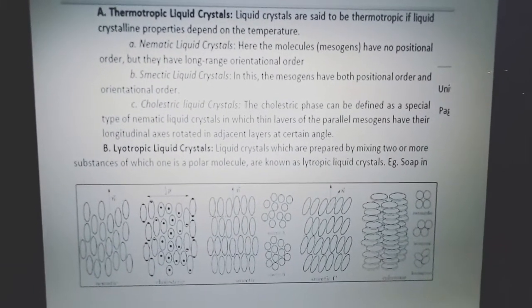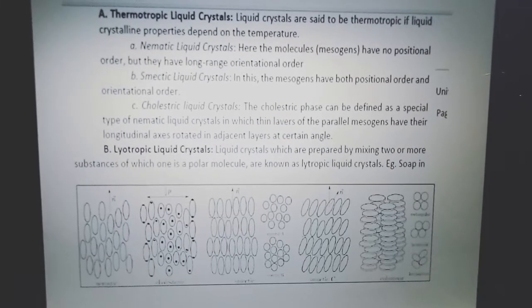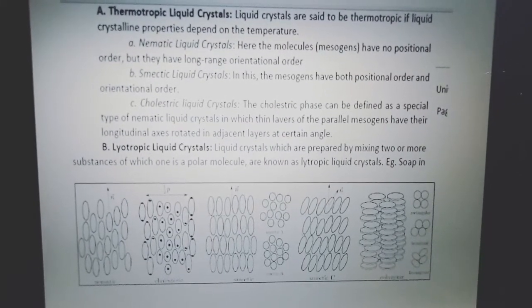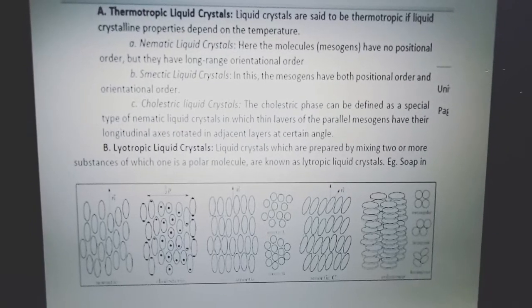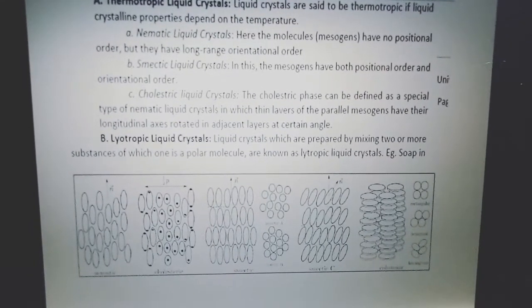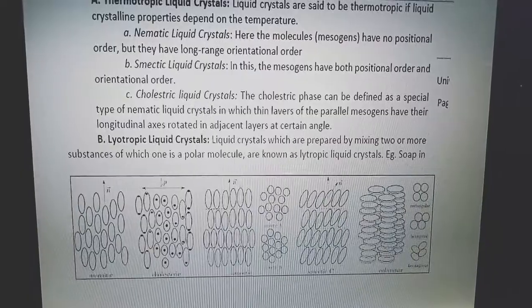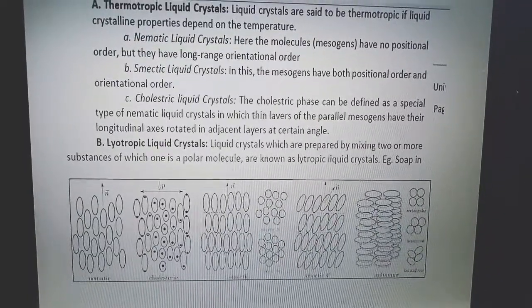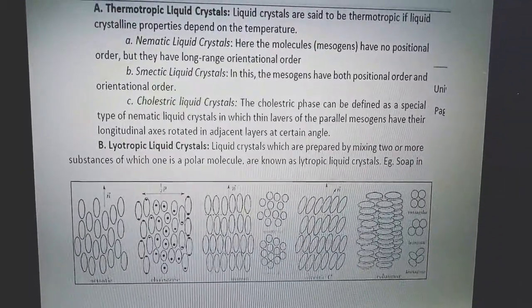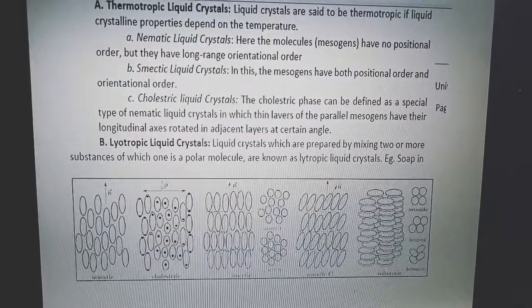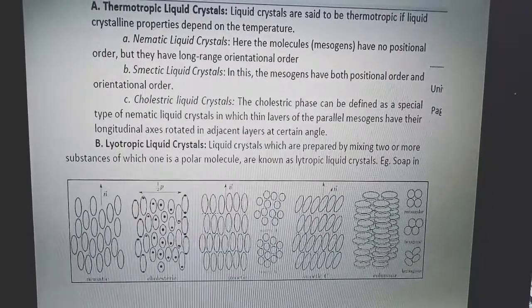Third is cholesteric liquid crystal. It may be defined as a specific type of nematic liquid crystal in which thin layers of parallel molecules have their longitudinal axis rotated in adjacent layers at a certain angle. You can see in this picture.